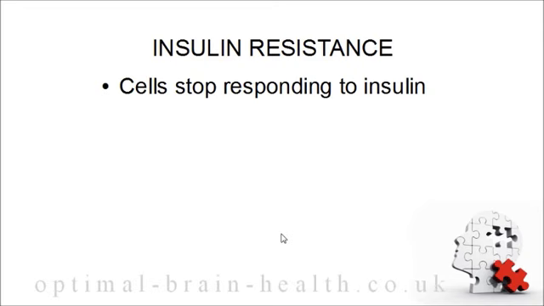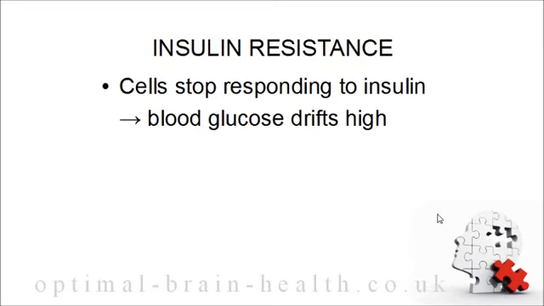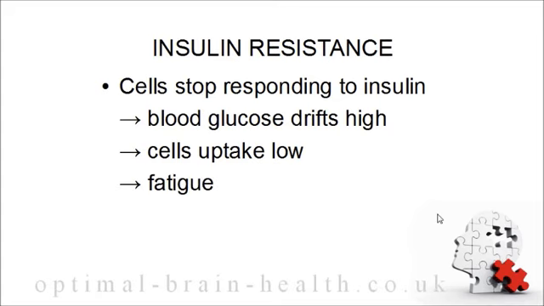What happens when blood sugar regulation isn't working well? You can develop a condition called insulin resistance, which is where the cells stop responding to insulin. So the insulin is there, but it's not having an effect, or at least it's having a weaker effect. And the result is that blood glucose tends to start drifting high, or at least it takes longer to bring it down. And at the same time, the cells' uptake of glucose is lower, and you can end up with fatigue and mood swings. Insulin resistance develops over a long period of time, perhaps even decades. And if it gets bad enough, you can have diabetes.